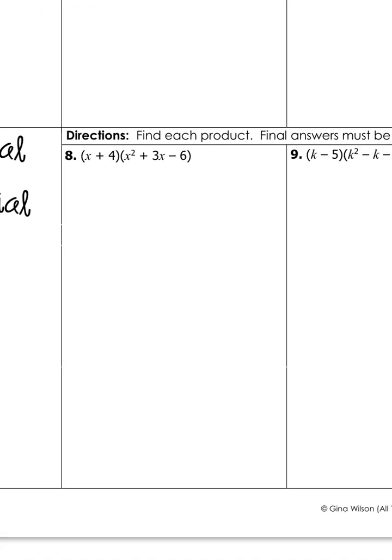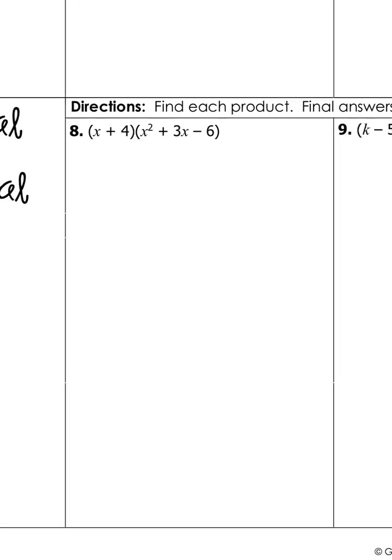All right, and then we can get it even uglier. And this time we're doing the exact same thing though. So we have x to the first times x squared. We add those together, we get x to the third. X times 3x, so 1x, 1 times 3 is 3. X to the first and x to the first is going to give me x squared. And then x to the first times negative 6, so negative 6x.